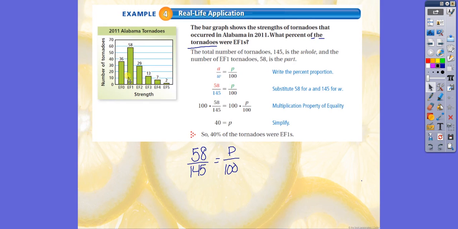And finally, we can put this into a real world application. It's not always just this number sentence that's given to you as a question. So the bar graph shows the strengths of tornadoes that occurred. Here's your question. What percent of the tornadoes were EF1s? So you start the proportion with 100, and of, well, it says of the tornadoes. So the tornadoes as a group represents the whole. So to get 145, you have to add up all of the tornadoes. EF1s are the part, and we have a number for that, 58. And it's asking for the percent. So that's what you're solving for. And you do the cross multiplying, and you get that 40% of the tornadoes in 2011 were in the category EF1.